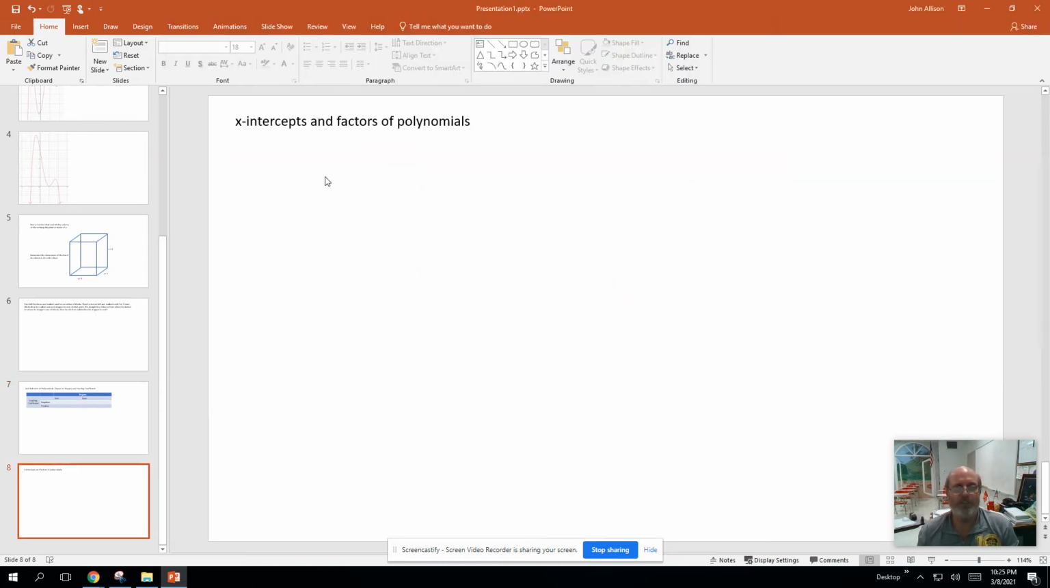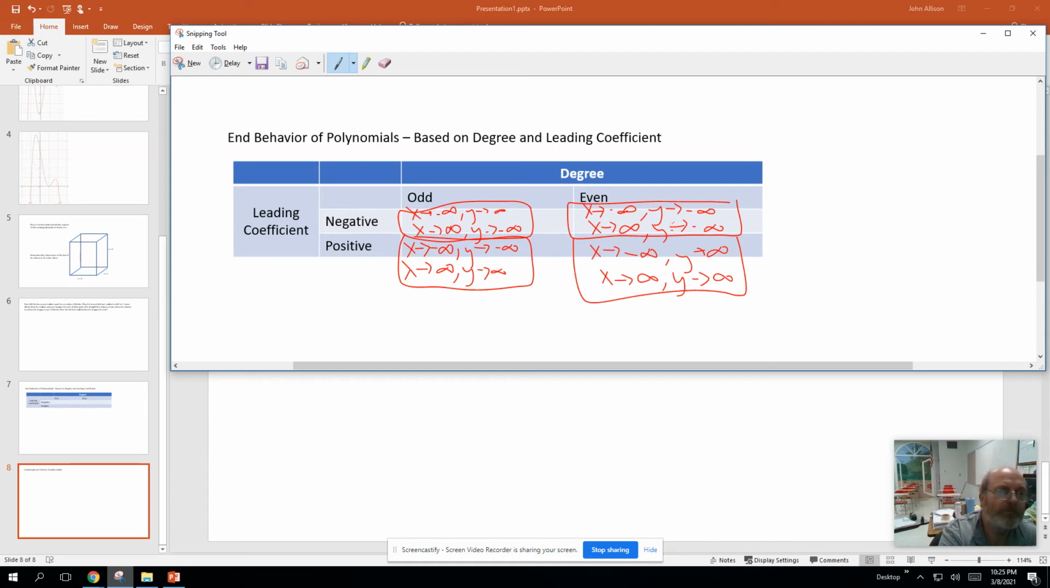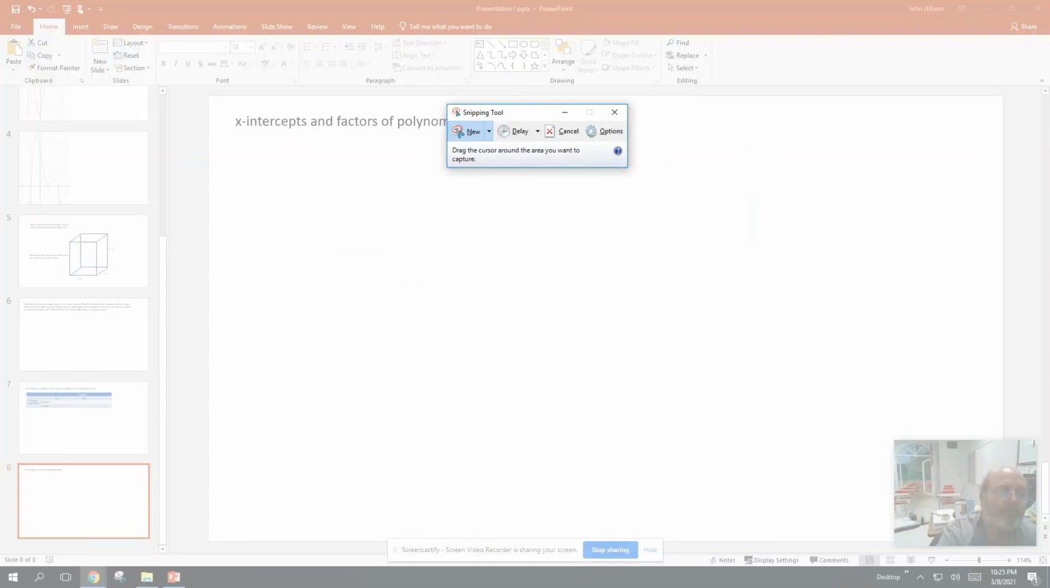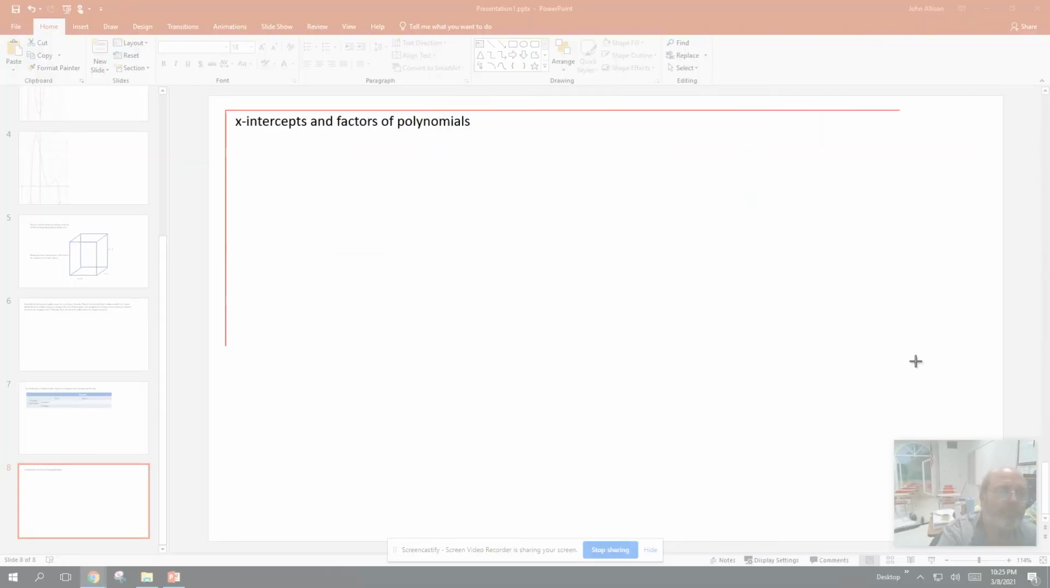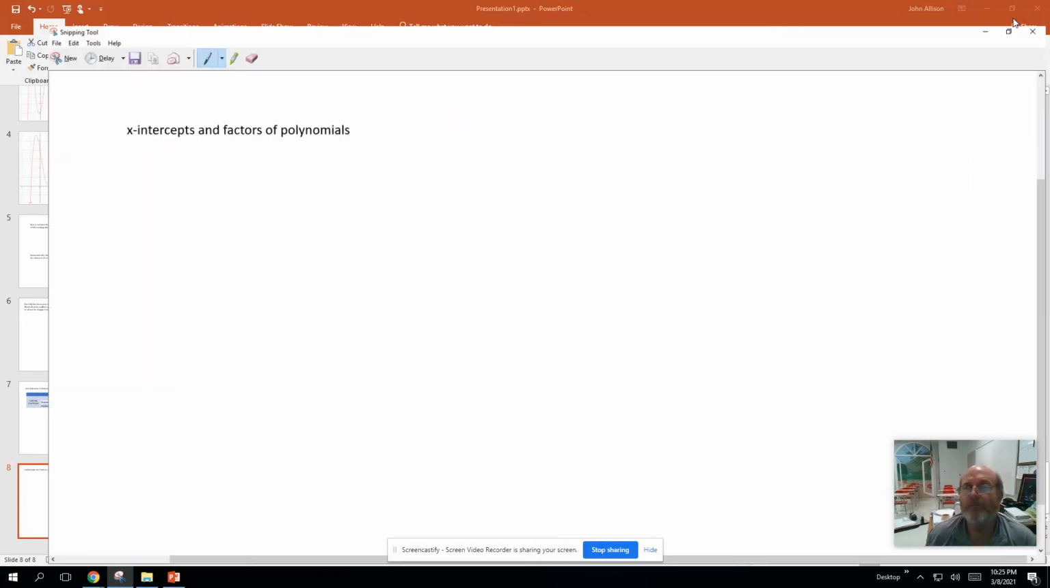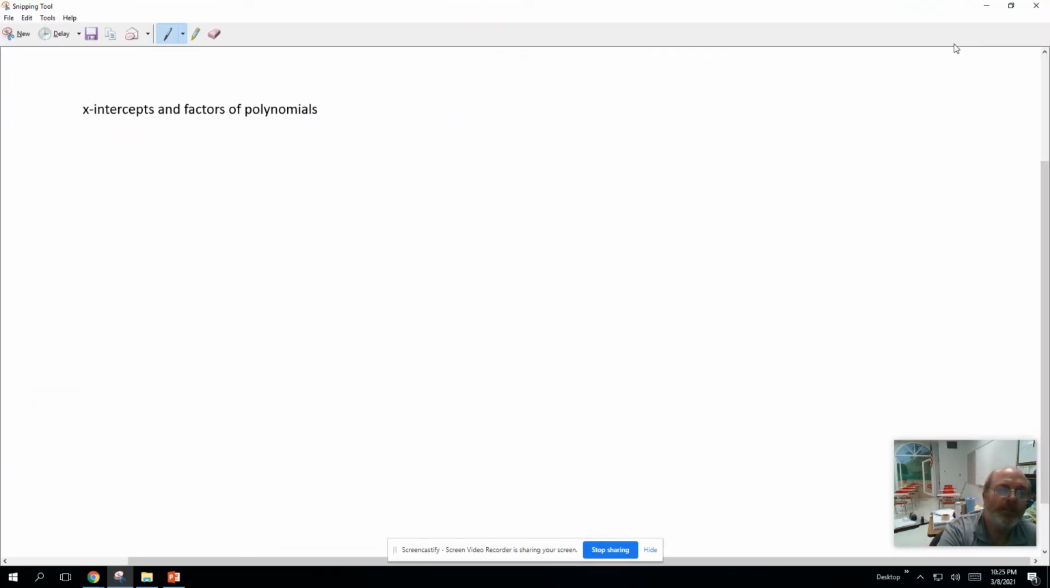Now, let's look at the x-intercepts and factors of polynomials. Let's think about a graph. And let's say that I have the graph of a polynomial function that intersects the x-axis at, let's say, -6, +1, and +4.